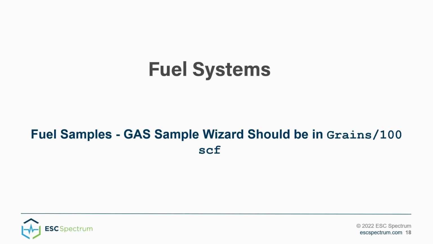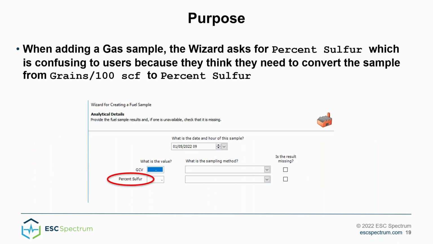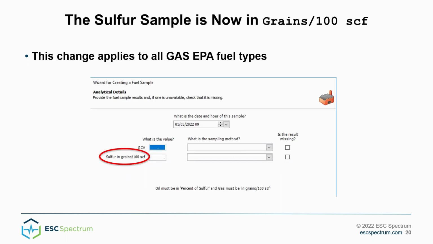Fuel systems. Fuel samples gas sample wizard should be in grains per 100 standard cubic feet. When adding a gas sample, the wizard asks for percent sulfur, which can be confusing to users because they think they need to convert the sample from grains per 100 standard cubic feet to percent sulfur. And this change applies to all gas EPA fuel types.